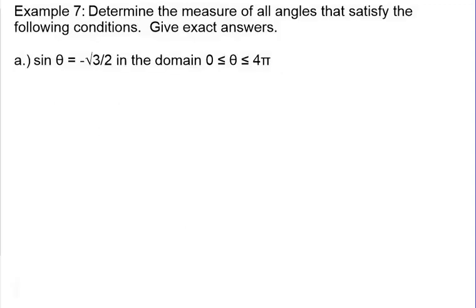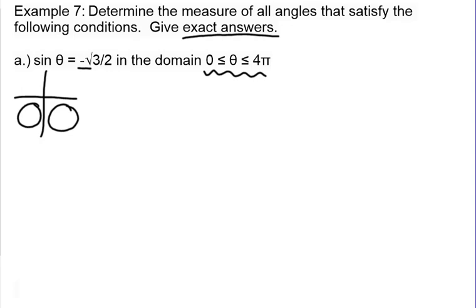Example 7. Determine the measures of all angles that satisfy the following conditions. Give exact answers. So we've got sine of theta is equal to negative root of 3 over 2 in the domain 0 to 4 pi. Because we're given the domain in radians, all of our answers for our angles are going to have to be in radians. First thing we can check: sine is negative in quadrant 3 and quadrant 4.